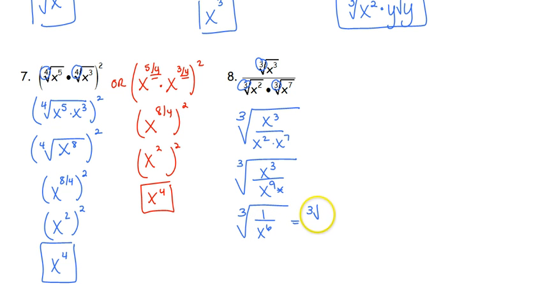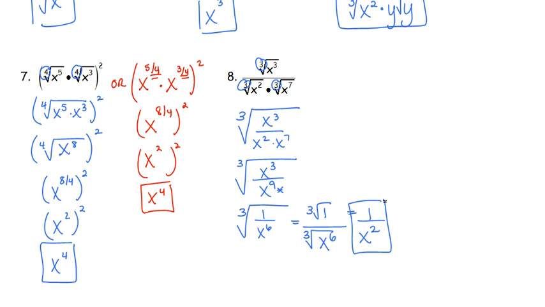The cube root of 1 is just 1. The 10th root of 1, just like 1 raised to any power is just 1, any root of 1 is just 1. And the cube root of x to the 6th power, we need groups of 3. We have 6, which means this is going to be x squared.